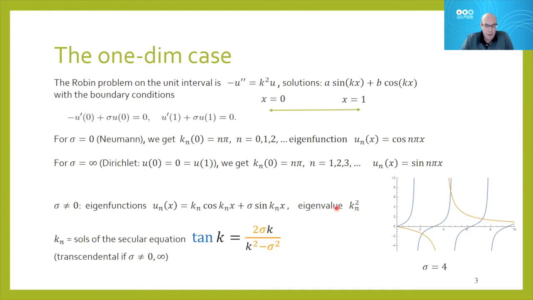It's given by the solution of the secular equation, which you see written here, that the tangent of k is some rational function of k, and it doesn't have any closed form solutions. Here you see a plot of it. So tangent is the blue curve, and the rational function of k is the yellow curve, and where they intersect, this corresponds to frequencies, the square root of the eigenvalue. Okay, so this is again standard theory for people who know.